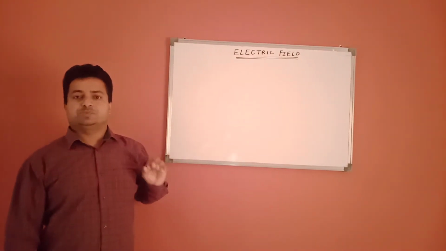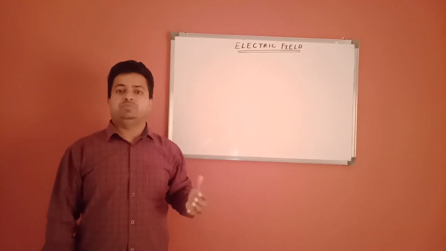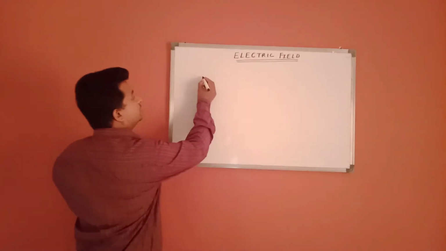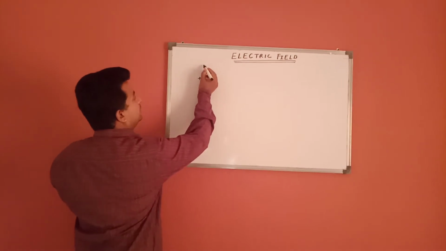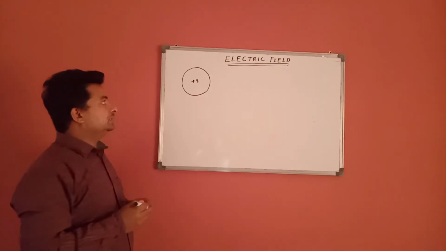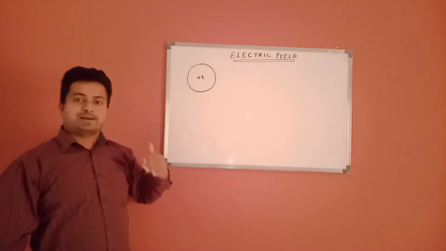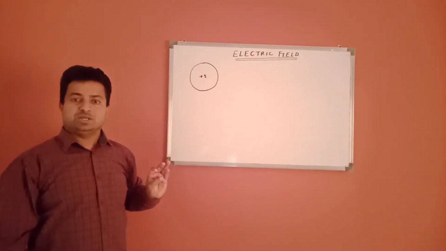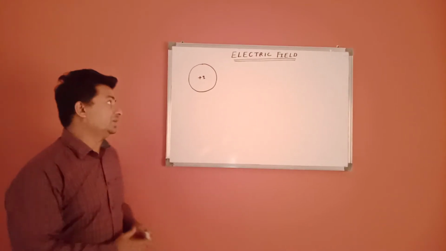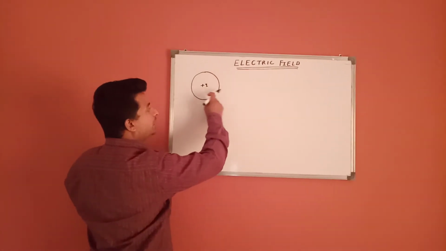Electric field: the space around a charge in which its electric effect can be experienced. That is, if a charge plus q is placed here, then this is the space around it. Electric field is the space around a charge in which its electric effect, meaning attraction or repulsion, can be experienced with other charge.